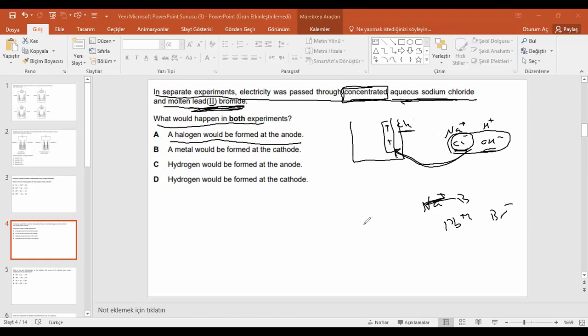Cl2 gas. And for the next compound, Br-, here we have only one negative ion, which will be attracted to the anode where it becomes Br2 gas, because here we have high temperature. So in this scenario, a halogen would be formed at the anode, and this will happen in both experiments. So A is the correct answer here. Two halogens are produced.